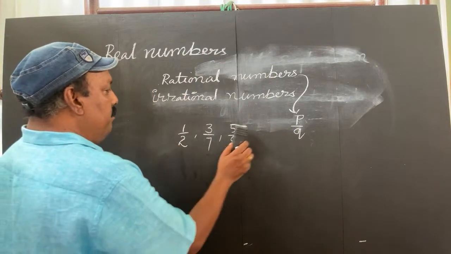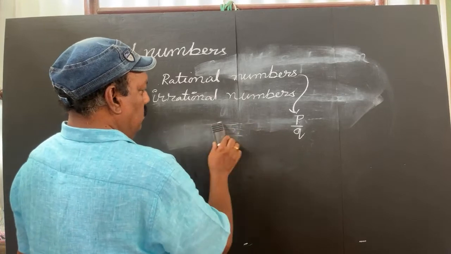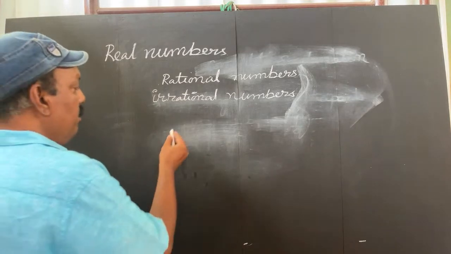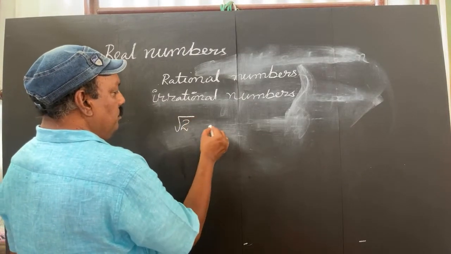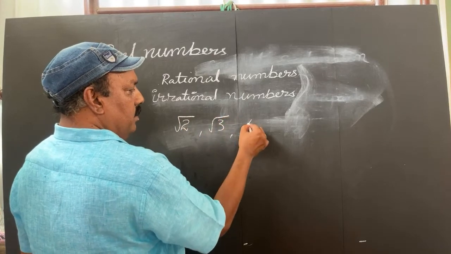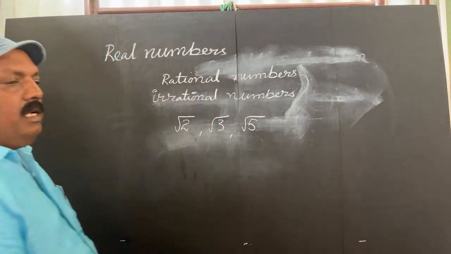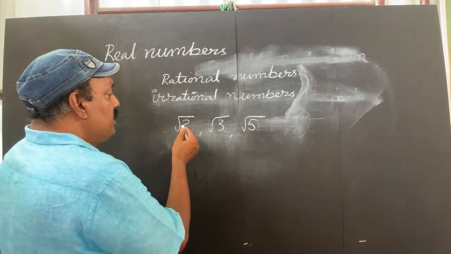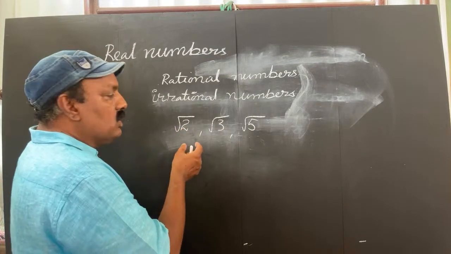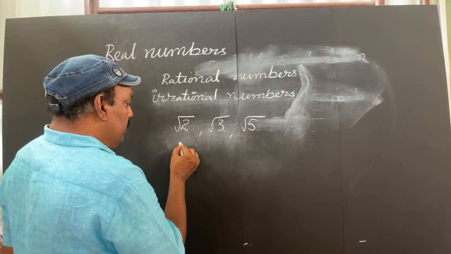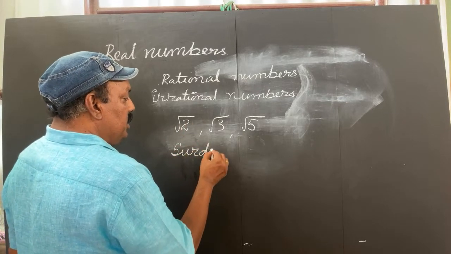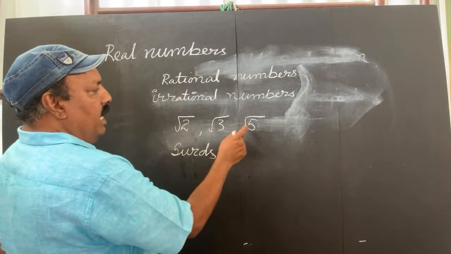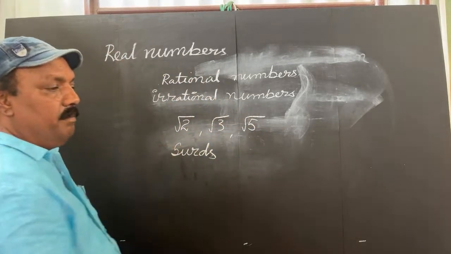Now I'll go for irrational numbers. Irrational numbers are in the sense of root 2, root 3, root 5. These are irrational numbers. Any number which is a square root of a number, we call it a surd. These are surds. A surd means a square root of a number. So all the surds and everything else we are going to consider as irrational numbers.